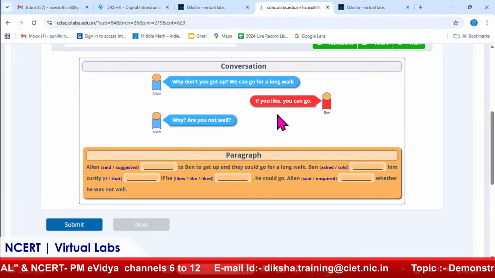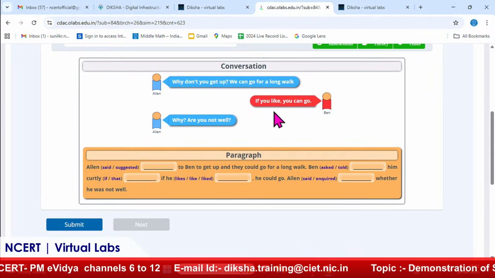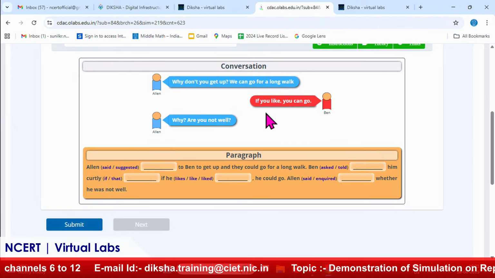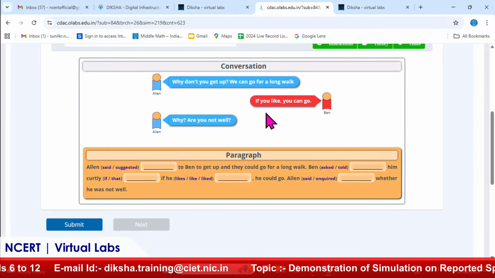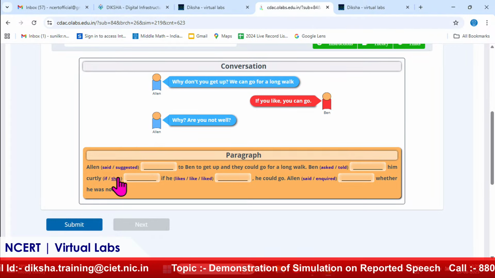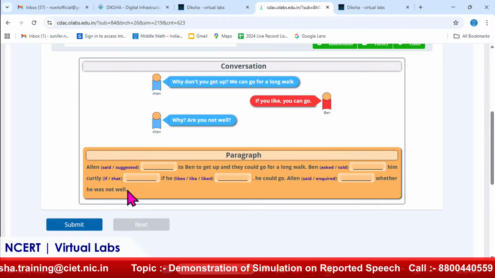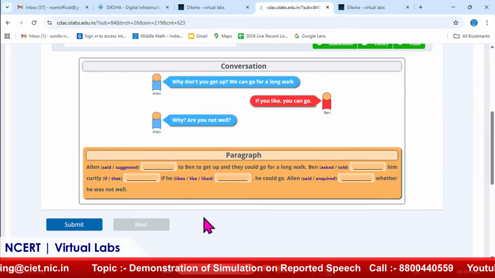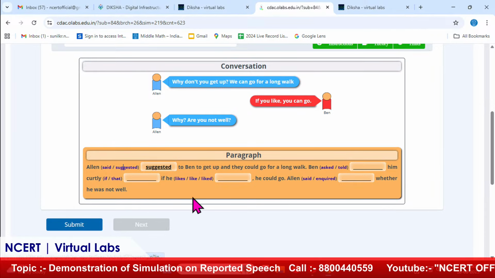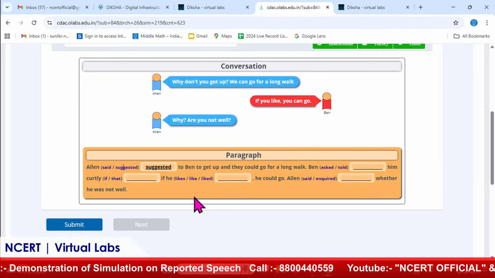If you like, you can go. So he refuses to go for a walk, and Alan says, why are you not well? Now we have to convert this to reported speech, which is, we have to report what happened. Alan, try. So there's two options, said or suggested. Alan suggested to Ben. So said would become suggested.